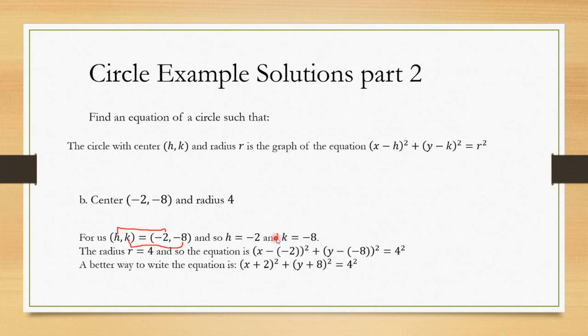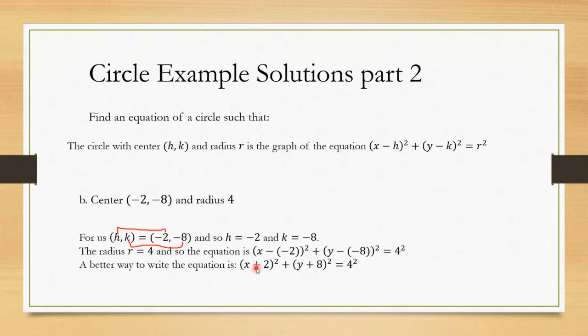And so basically we replace those in the formula, and that's what I'm doing here. H is -2, K is -8. The radius is 4, so it's going to equal 4 squared. Now, it's not really the best to write it as minus a negative. That's why I have the plus down here.